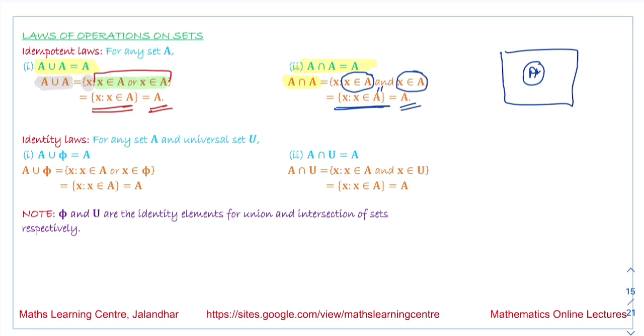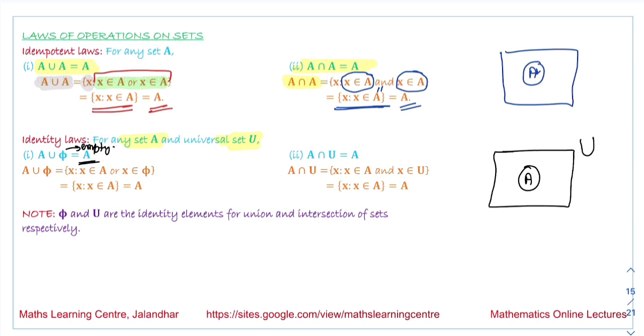Next we have the identity law. We have the set A, and U is the universal set. This is the universal set and this is the set A that we have. Then A union phi: phi means the empty set, so when there is no element in it, we are not adding anything to A, so the answer we are obtaining is equal to A.